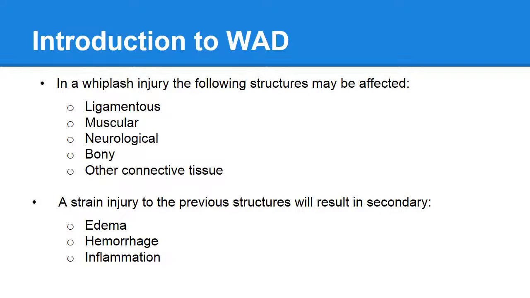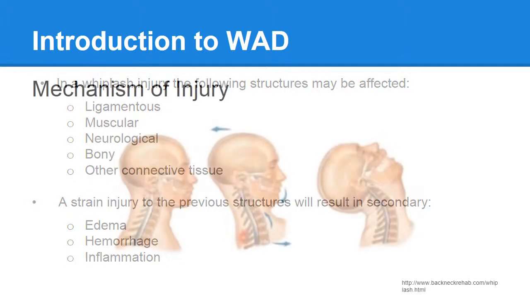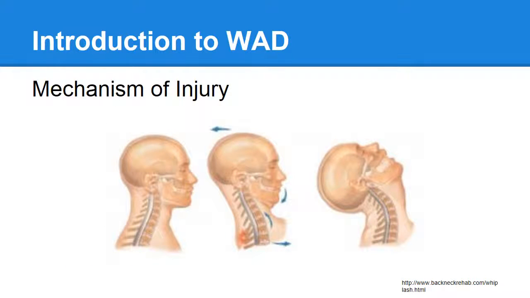In a whiplash injury, the following structures may be affected: ligamentous, muscular, neurological, bony, or other connective tissue. A strain injury to the previous structure will result in secondary edema, hemorrhage, and/or inflammation. The mechanism of injury, as pictured below, illustrates the events that happen during a whiplash injury: hyperflexion followed by hyperextension.